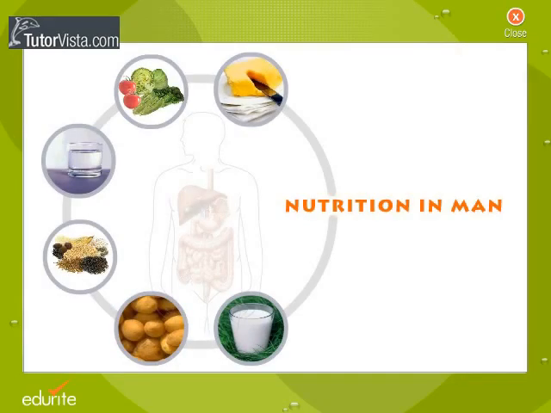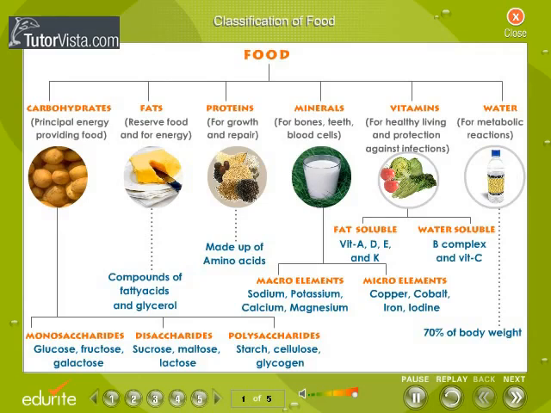Nutrition in man. Classification of food. The nutrients in food can be classified into 6 categories: carbohydrates, fats, proteins, minerals, vitamins, and water.